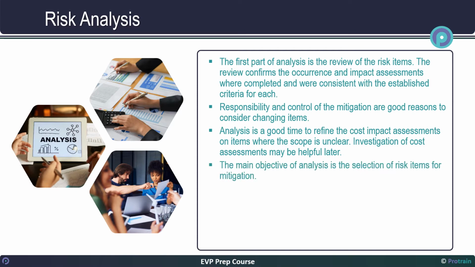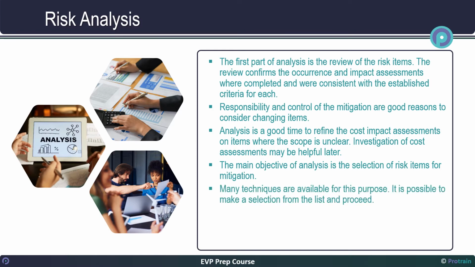The main objective of analysis is the selection of risk items for mitigation. Many techniques are available for this purpose. It is possible to make a selection from the list and proceed. It is also possible to perform a calculation to give each risk item a score. The occurrence impact matrix is the most common method of risk analysis. We shall discuss this in detail in the next slide.